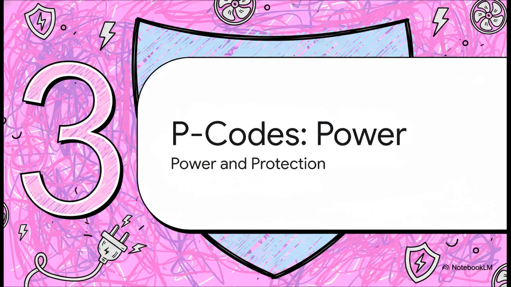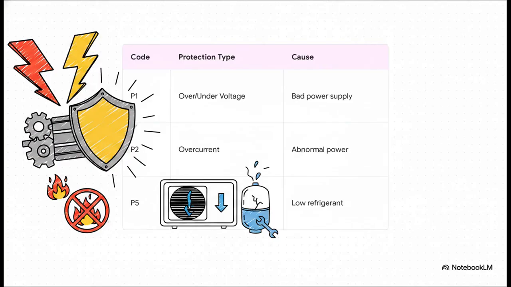Section 3, P codes: power and protection. Let's shift gears and explore the P codes. The P here essentially stands for protection. When you see a P code, your AC is quite literally shutting itself down to save its own life. This is a brilliant example of modern built-in safety.